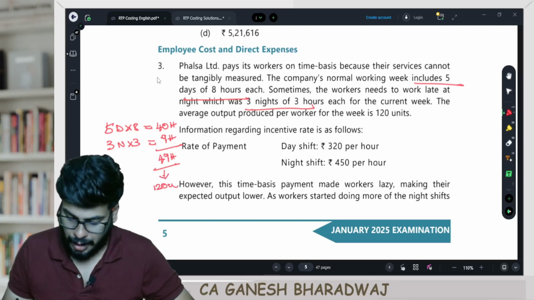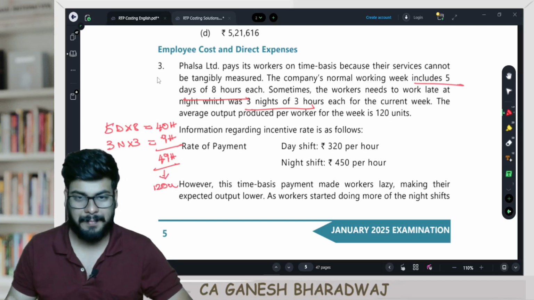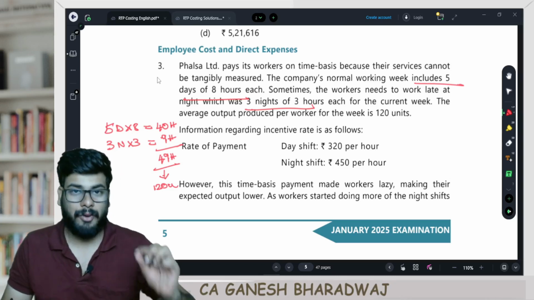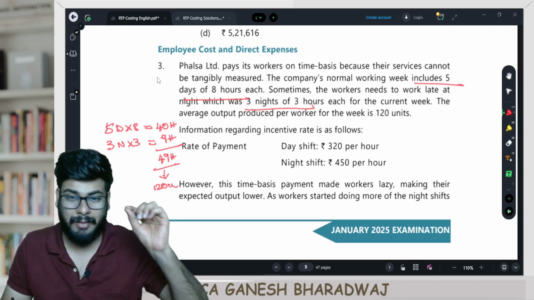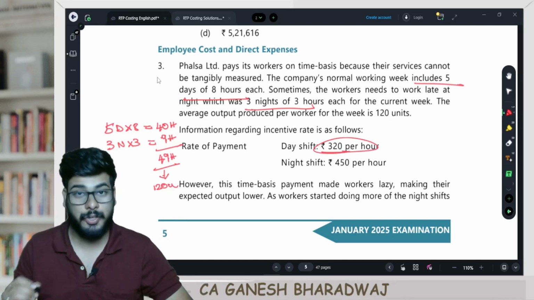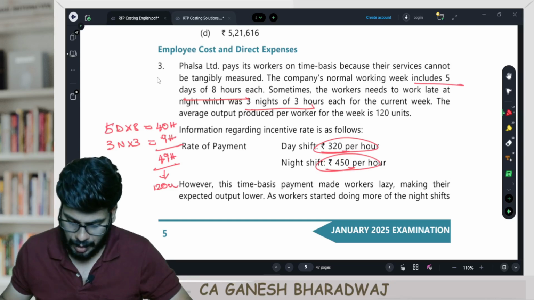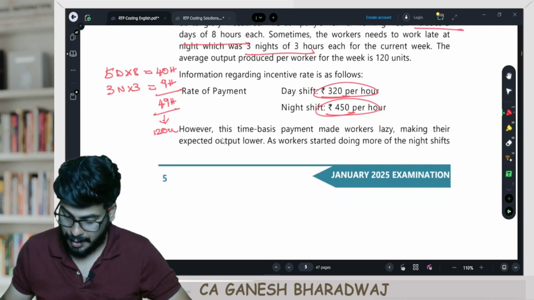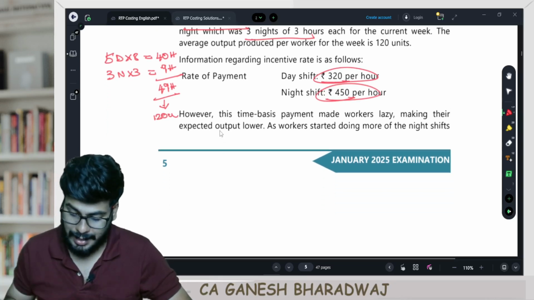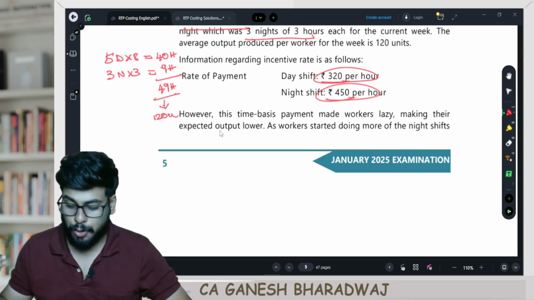Now, information regarding the incentive rate is given as follows. Currently what the company is doing, for every hour in the day shift, they are paying at the rate of 320, and for the night shift, they are paying at the rate of 450 per hour. However, this time basis payment made workers lazy, making their expected output lower.